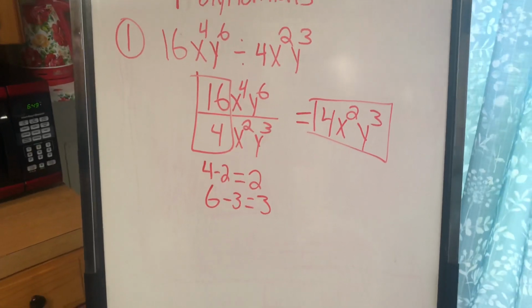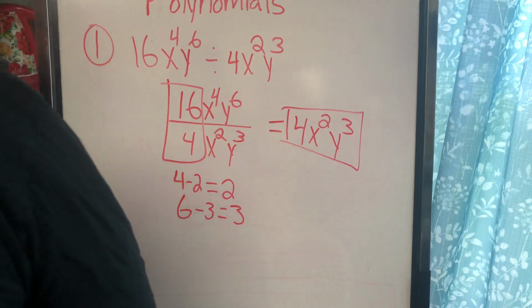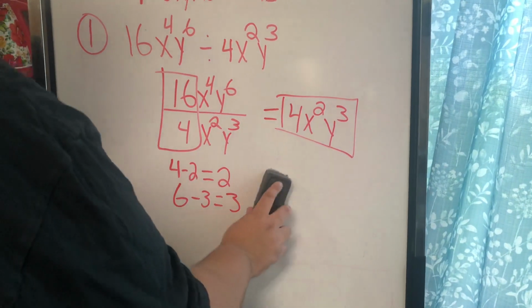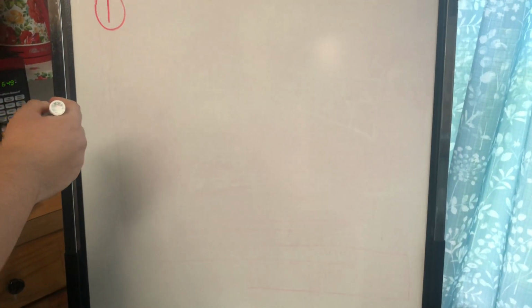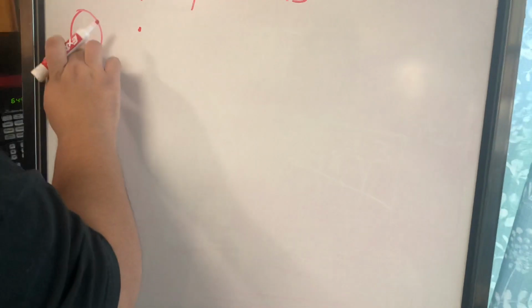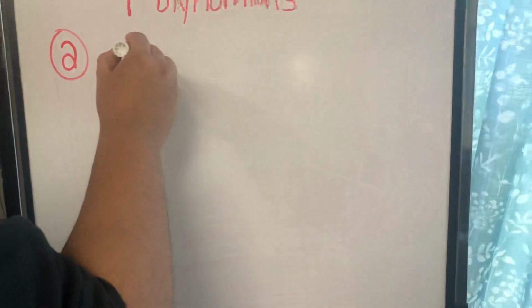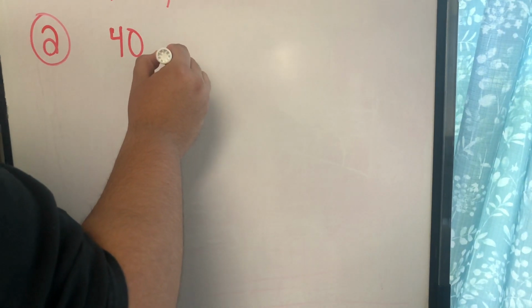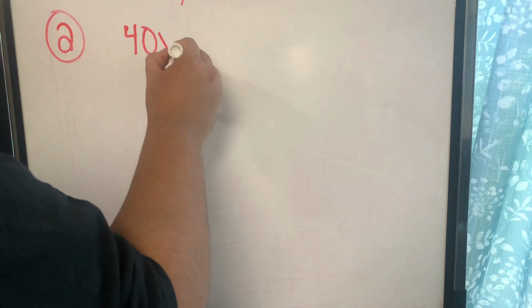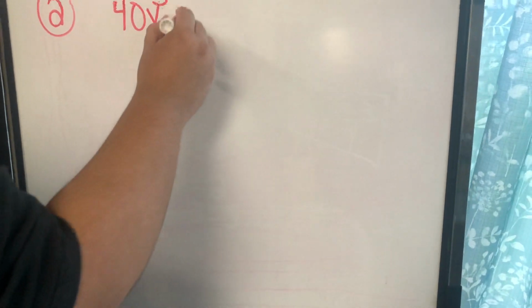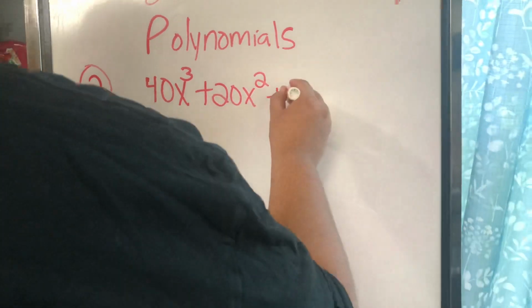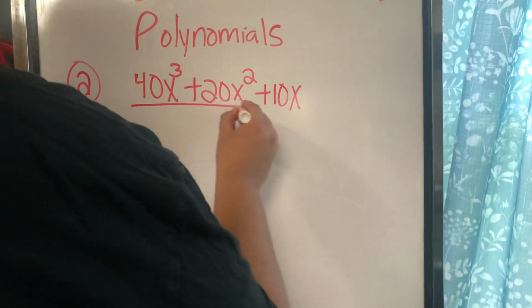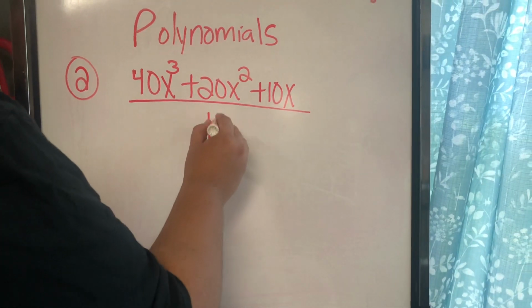So about that, how to make it a little better for you guys. Let's go to example problem number 2. Let me erase that, put a 2 right here. This is going to be 40x to the power of 3 plus 20x squared plus 10x. And all that is being divided by 10x.